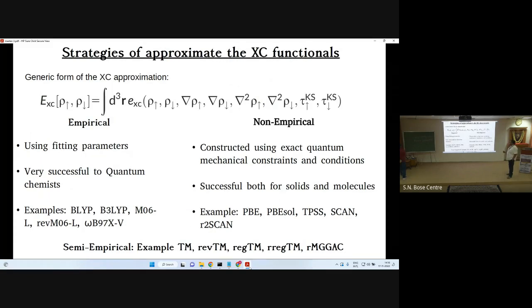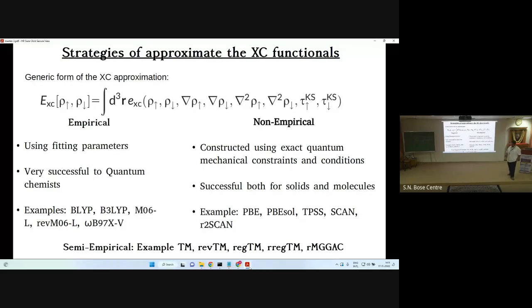So regarding the strategy behind how you approximate the functional, there are two categories of functional. One is empirical, the other one is non-empirical. Okay. In the empirical ones, you have fitting parameters, and you introduce several fitting parameters to make the functional better. And these are non-empirical functionals, where you have to use the exact quantum mechanical constraints to construct the functional. And there are also semi-empirical functionals which depend on semi-local quantities. So this is a recent functional, a very recent functional. It goes back to 2020, 2021, 2022. Okay, and I was telling something about the SCAN functional.